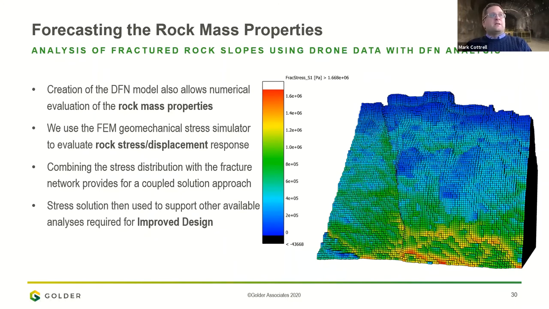The in-situ stresses. So we can predict the in-situ stresses using the DFN description, but in a conventional finite element framework. So we have the ability to bridge between the discrete fracture description and then equivalent continuum descriptions. So this is just an example of the stress. So we're seeing, obviously at the crest of the slope, lower levels of stress, and with gravity, with the slope failures that we've seen previously, we are seeing modifications of the stress fields.